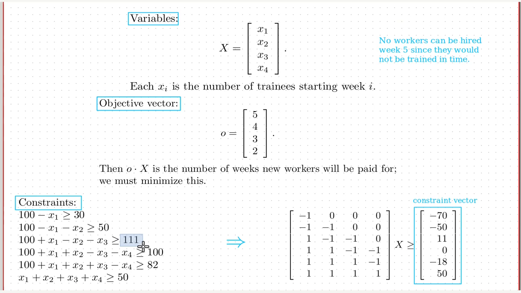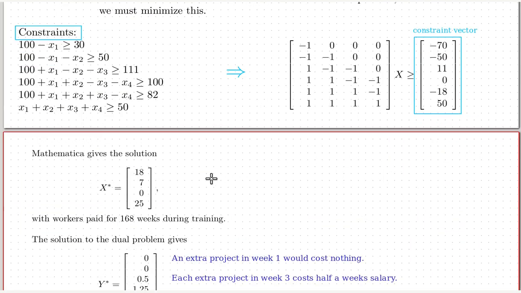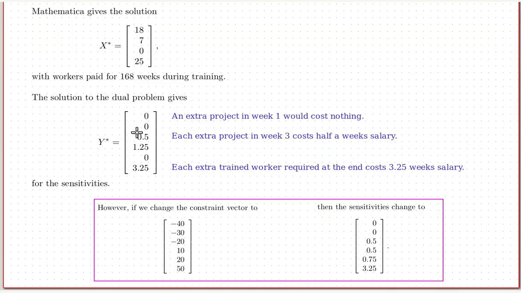So if we want to do an extra project or two in week 3, then this number will go up. And this tells us that for every extra project we want to do, it's theoretically going to cost us half a week's salary in extra pay for the new workers.